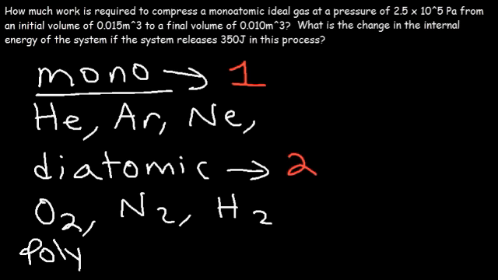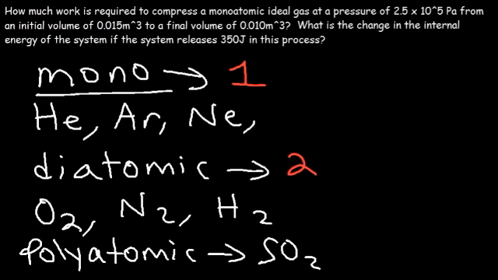Poly means many. Polyatomic gases have molecules with many atoms. Sulfur dioxide has a total of 3 atoms. 1 plus 2 is 3. Sulfur trioxide is a polyatomic gas. Carbon dioxide too. These are gases with many atoms.